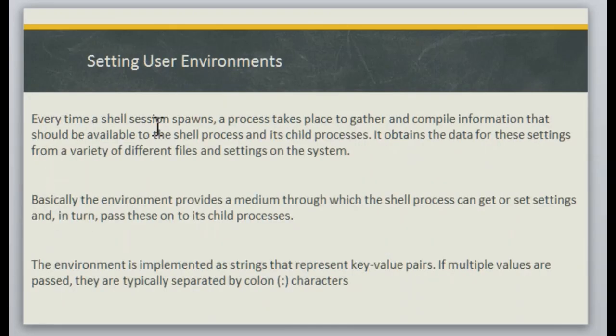Every time a shell session spawns, a process takes place to gather and compile information that should be available to the shell process and its child processes. It obtains the data for these settings from a variety of different files and settings on the system. Basically, the environment provides a medium through which the shell process can get settings and in turn pass these on to its child processes. So the environment is implemented as strings that represent key value pairs. If multiple values are passed, they're typically separated by colon characters. So what we're talking about here, guys, is setting up environments for users. Okay, we're setting certain rules and regulations for the environment when they log in.